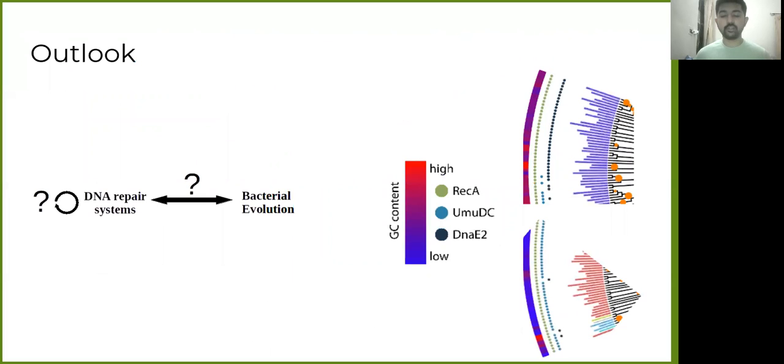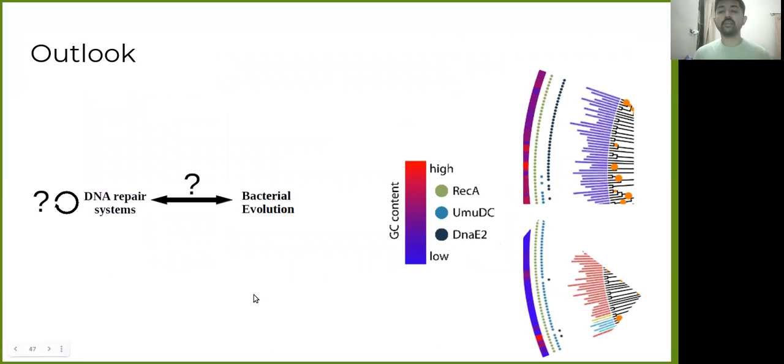With that, I would like to leave you on this note: the approach that we have built in our study could be extended to other repair pathways to understand how they have impacted bacterial genome evolution, or in turn, how bacterial genome evolution could have impacted how DNA repair systems have ended up in the extant species.